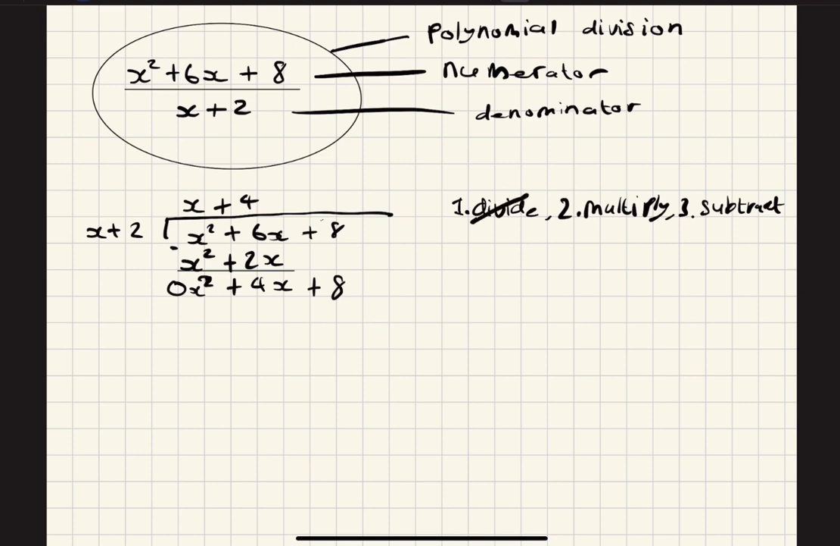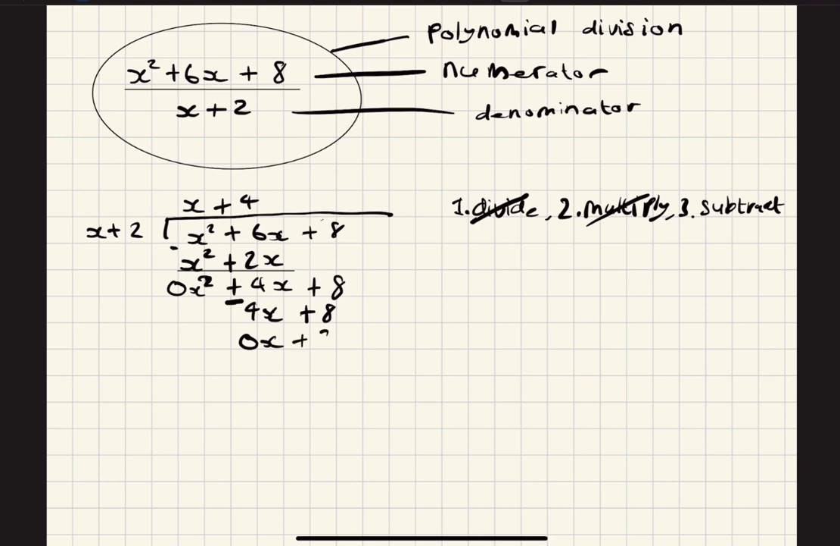And then the next rule is to multiply. So we're going to multiply 4 by x plus 2. This gives us 4x plus 8. And that's the multiplication rule used. We're now going to do 4x plus 8 minus 4x plus 8. So 4x minus 4x gives us 0x, and 8 minus 8 gives us 0.